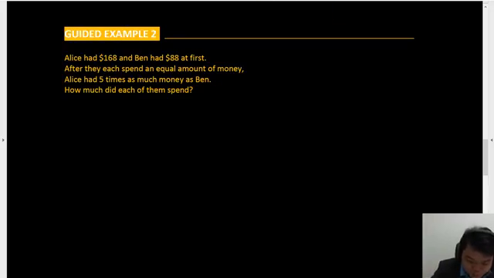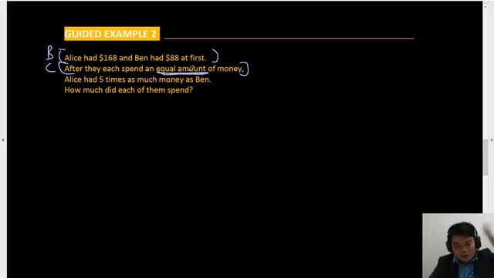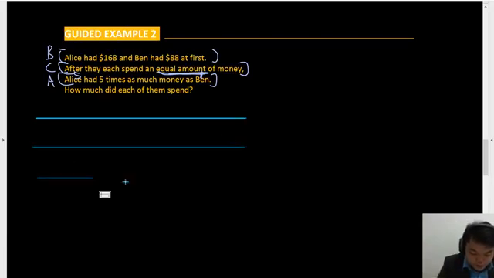Now, let's look at the whole situation first. Alice had $168, Ben had $88 at first. This was before anything happened. Each of them spent an equal amount of money. Now, be very, very particular about keywords like this: equal amount, the same amount, an identical amount, and so on. Then, Alice would now have 5 times as much money as Ben. Allocate units: 5 goes to Alice, 1 goes to Ben. Now, draw out the BCA table according to the situation.